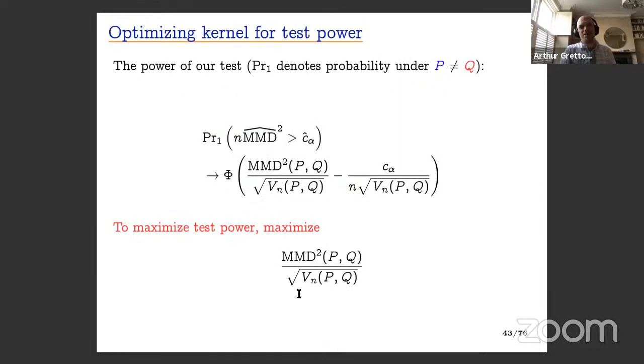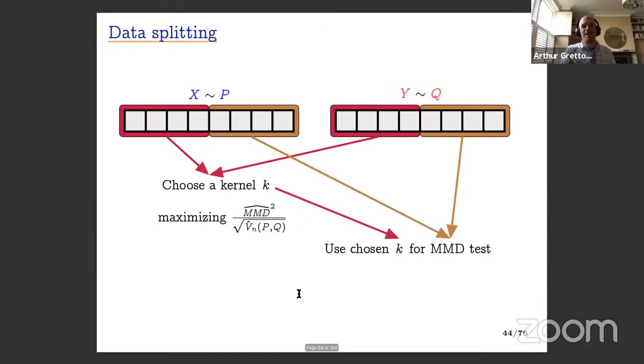Okay, so let's say that I'm choosing my kernel to maximize the test power. It's important not to choose the kernel on the same data set that you're testing, because if you do that, you're going to get way too many false positives. So let's say I've got data from P and data from Q. I'm going to split it into red and orange. Half of my data is going to be my red, half of my data is going to be my orange, and I'm going to do the same for my samples of Q.